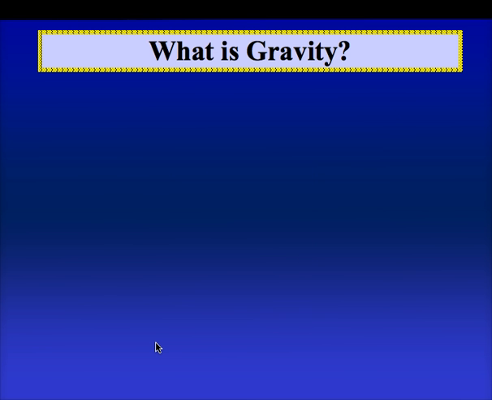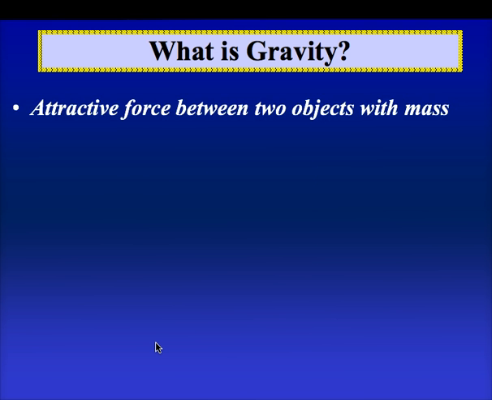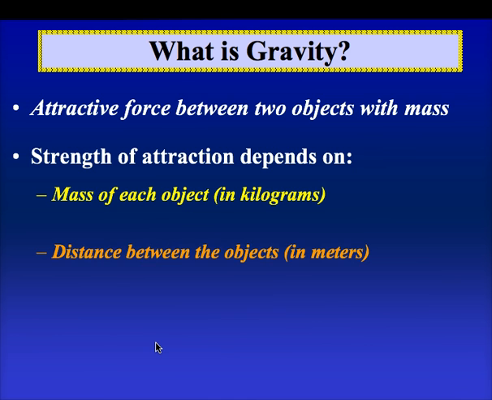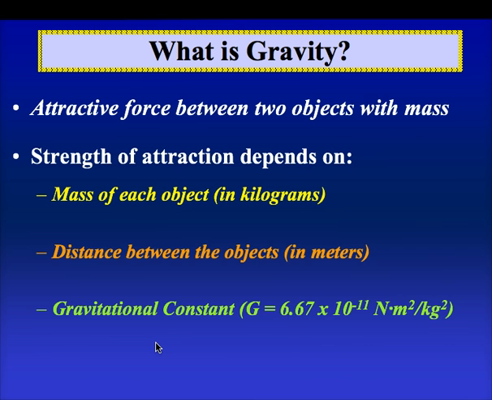So what is gravity? Gravity is a force of attraction between two objects with mass. It's one of those field forces that we talk about. It acts over a distance, doesn't necessarily have to be in contact. The strength of the attraction between those two bodies is based on the mass of each body in kilograms, the distance between the bodies in meters, and this thing called the gravitational constant, capital G, which equals 6.67 times 10 to the negative 11 newtons times meters squared over kilograms squared. So that's the unit, it's a big unit.